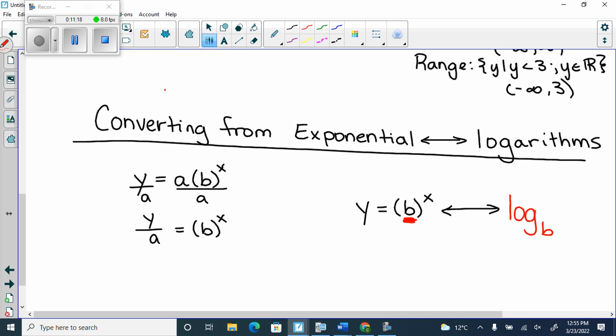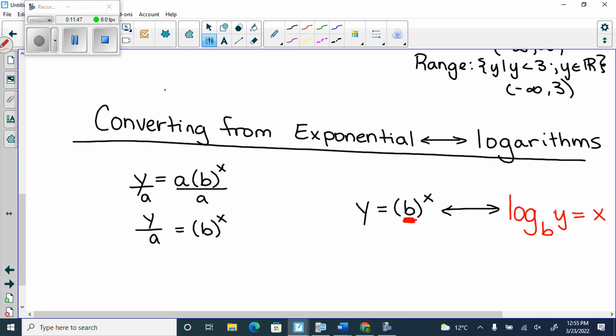Who is friends in exponential does not stay friends in logs. So currently, who is friends right now? Who's together? B and X. They will not be side by side in a log. So what's going to be beside my log then if the X is currently beside B? What's the one that's not with it? Y. So I'm going to put a Y here. And then it's going to always equal what's left over. What's left over? X.